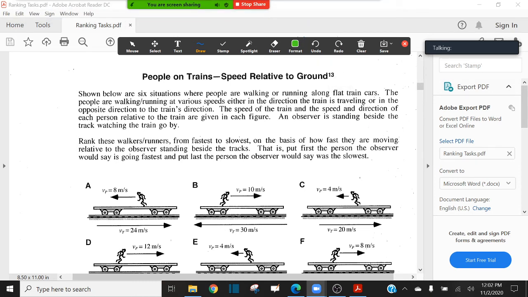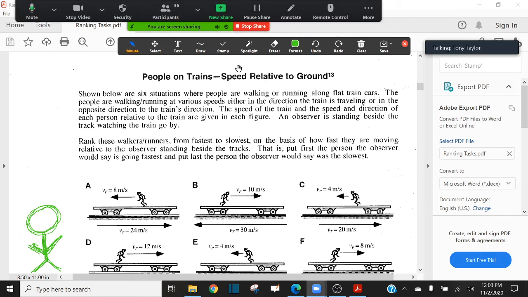Okay, so guys, let us pretend that we have someone here, standing outside the train and watching the train go by. So we have an observer in green here. This person in green is looking at these various situations here.